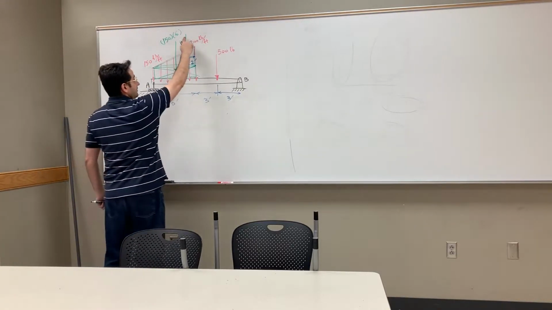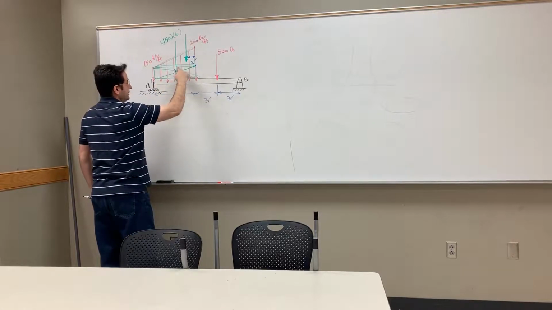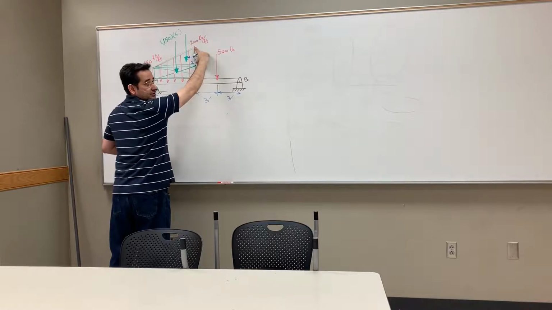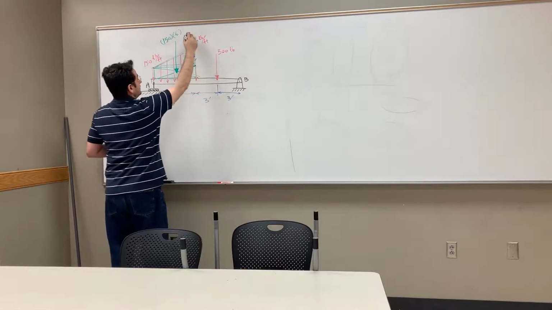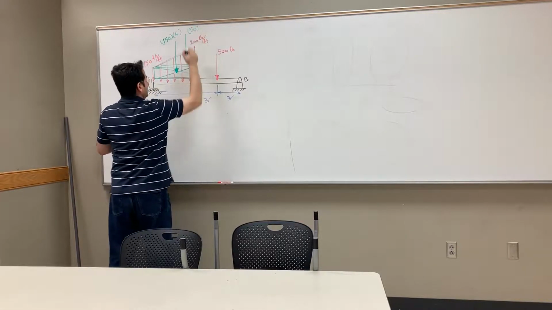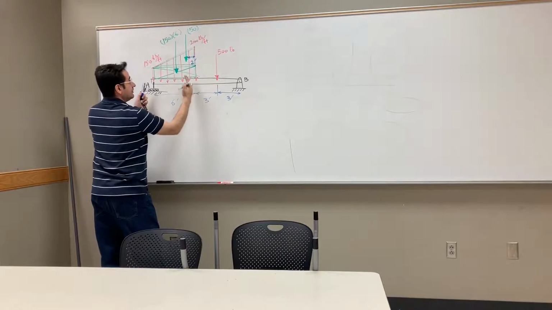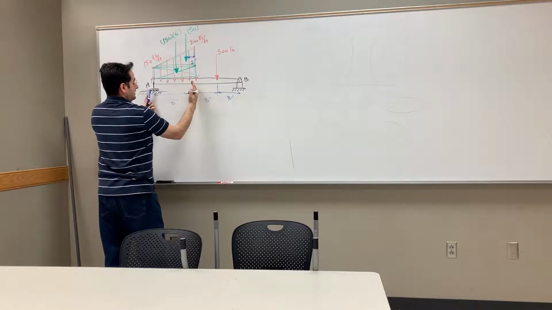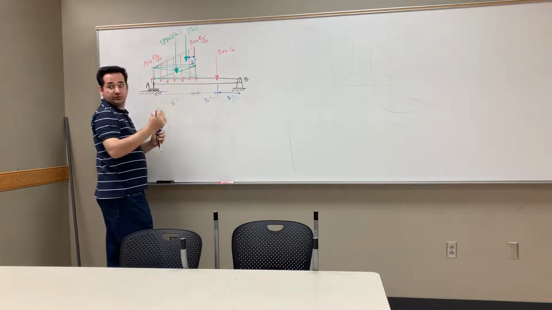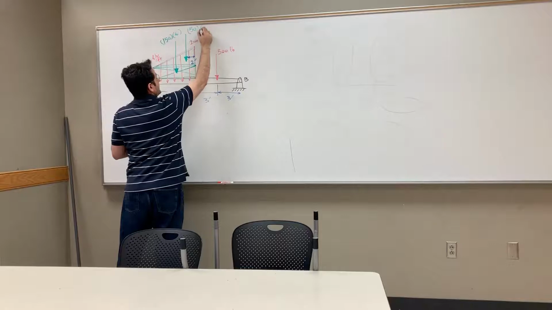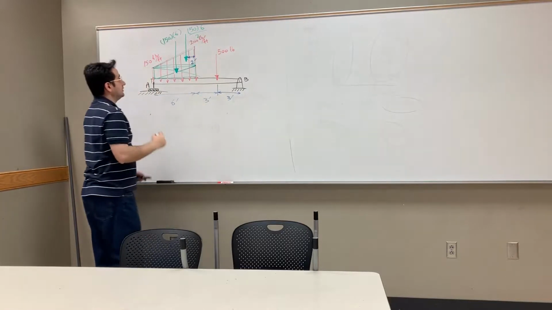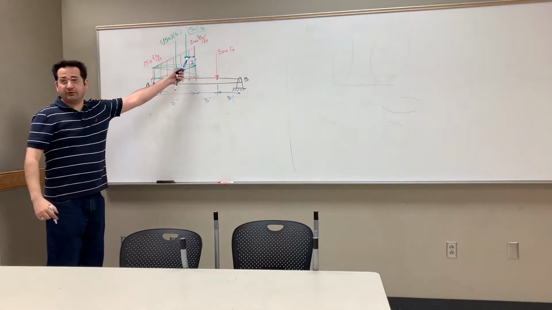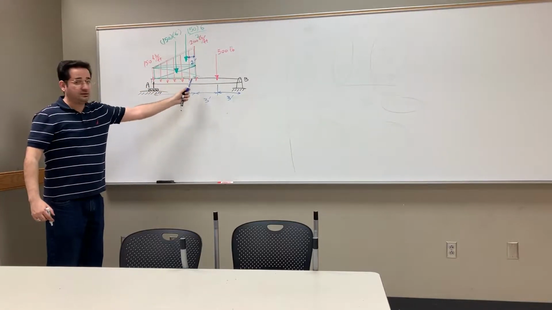So what's the value of the point load? The area under the triangle. So what is the height? 50. 50 times 6, base times height, divided by 2, which is 50 times 3. 50 times 6 divided by 2, right? That is the value of the force. And the location is 2 feet from here.